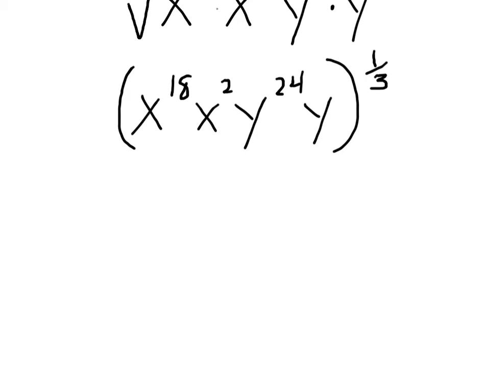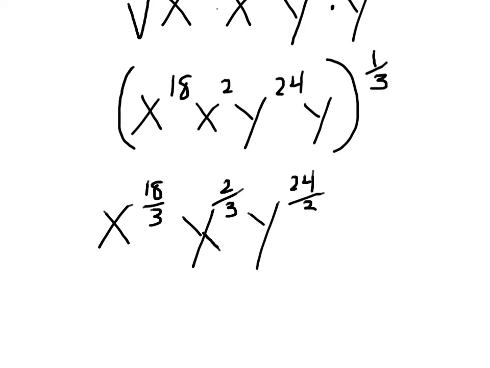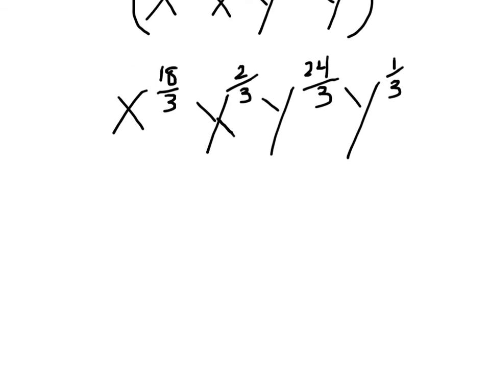Okay, then we go ahead and do a distributive deal with 1/3 times each one of these guys' exponent. So 1/3 times the 18, that gives us x to the 18 over 3, and then x to the 2 over 3, and then y to the 24 over 3, and then y to the 1 over 3. So that would kind of be an intermediate step there to show how we get our x to the 6th and our y to the 8th. Right? So 18 over 3 is 6.